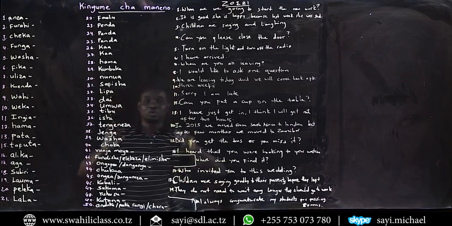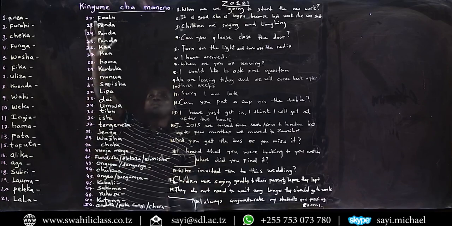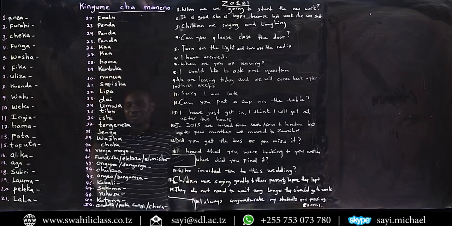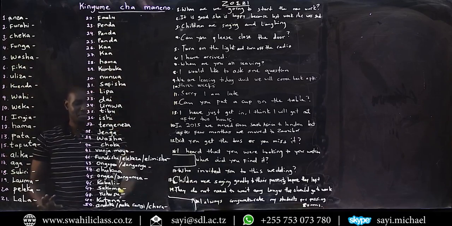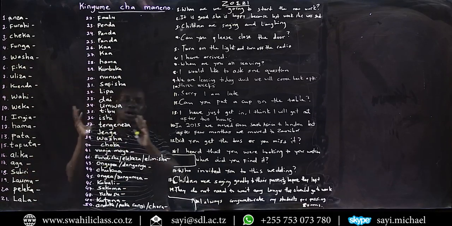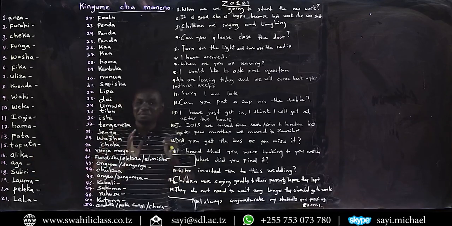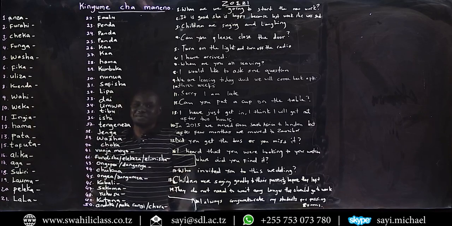Maneno is words. So today we are going to learn kinyume cha maneno. We are going to learn opposite of the words. And we are only touching the verbs today. All these are verbs. So we are going to learn the opposite of these verbs, so that you add the number of your vocabulary. And this is going to be very easy for you. I know, because you know, these verbs are very, very simple words, right?